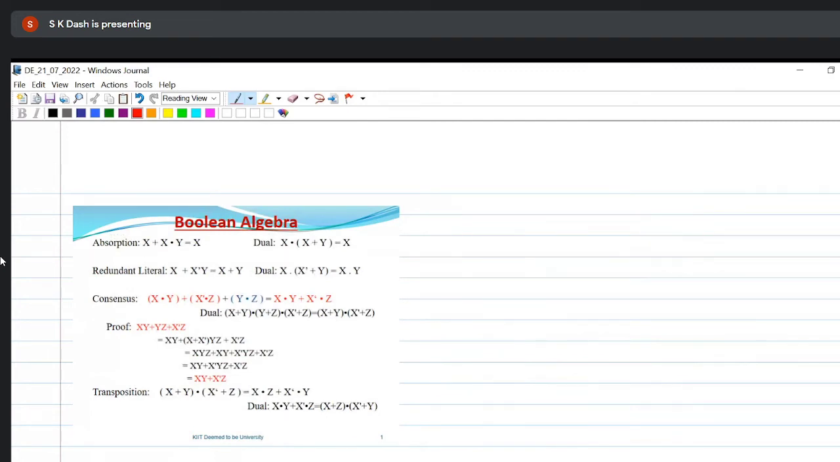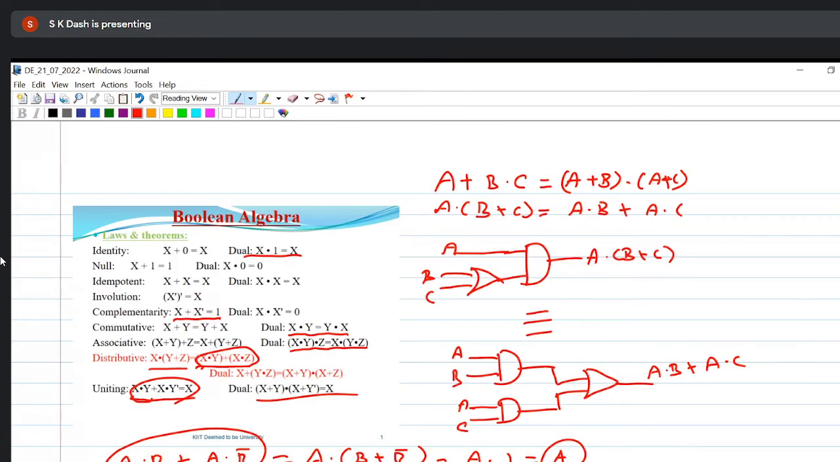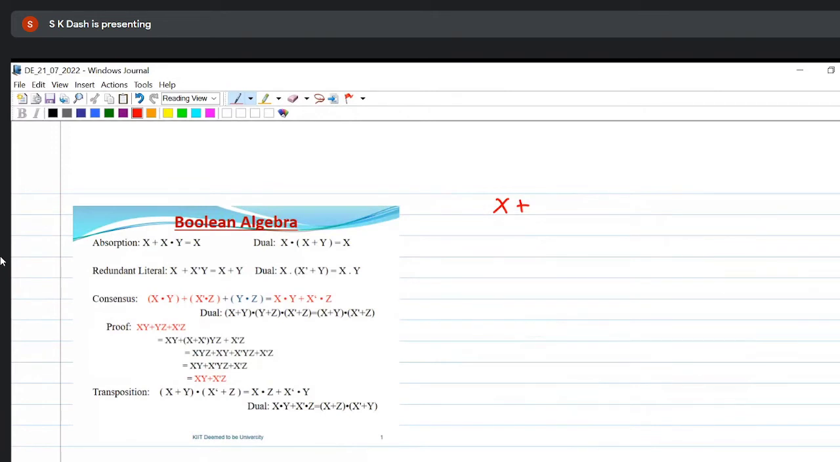Next one, absorption law. x plus x dot y. I can take x common here. If I take x common, this will become x dot, 1 plus y. What will be 1 plus y? How much will be 1 plus y?